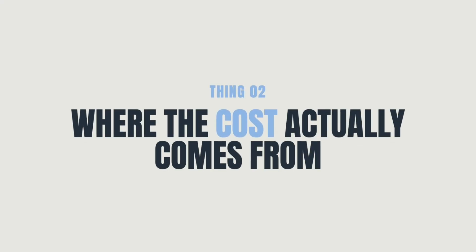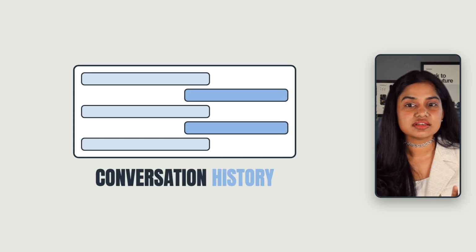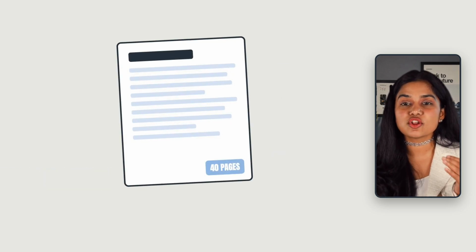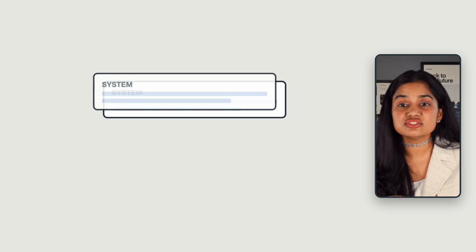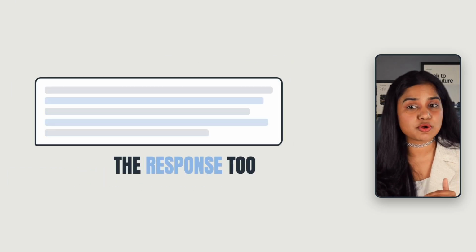Now, let's talk about why people often underestimate how many tokens they are actually using. Number two, where the cost actually comes from. A lot of people assume the expensive part is writing a prompt. Usually it isn't. In many cases, the bigger cost comes from everything surrounding the prompt: the conversation history, the documents you've attached, the instructions you're sending over and over again, and sometimes the AI response itself.